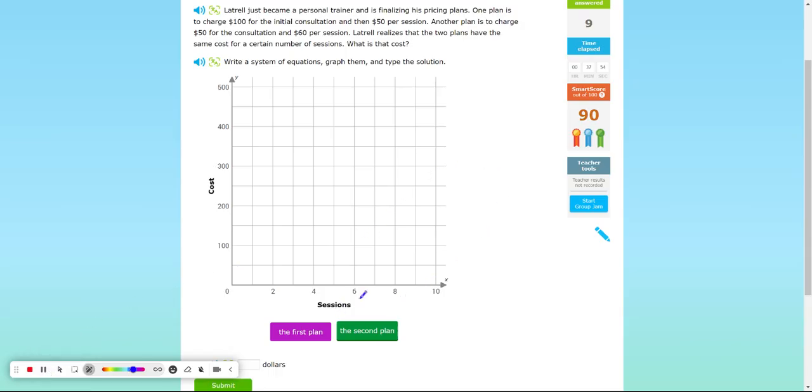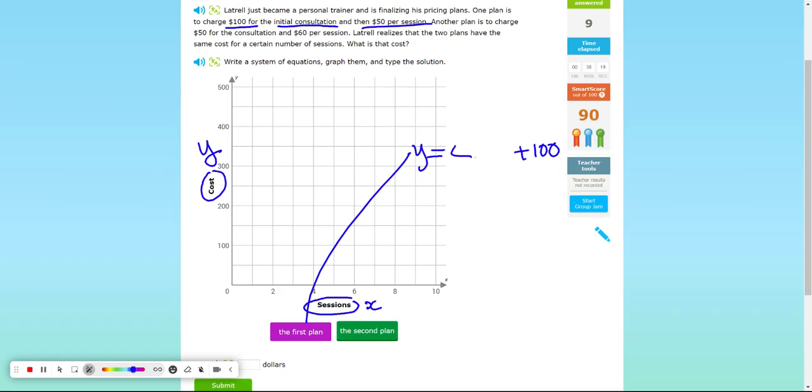Okay, here's a new problem. For the x-axis, it's the number of sessions. That's the x. For the y-axis, that's the cost, y. So let's write the equation for the first plan. y equals... One plan is to charge $100 for the initial consultation, so $100 is a set number, and then $50 per session. So 50 times x.